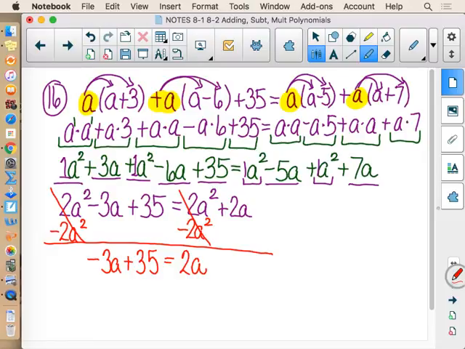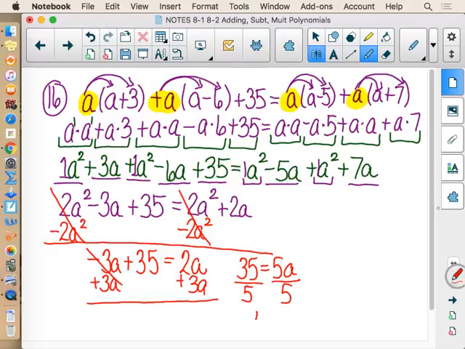I think instead of moving that 2a, because I don't want to create a side that has nothing on it, I'm going to add 3a on this side and 3a on this side. I know it's not the side a lot of you like to work your variables to. 35 equals 5a. Oh, you're in the home stretch. Divide both sides by 5. And a is 7. And we'll see you soon.